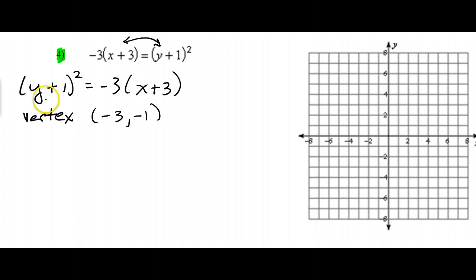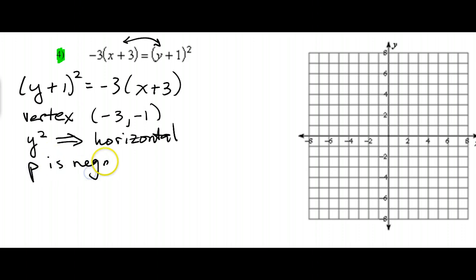And we see that it's a y squared. So this is not like you used to do in algebra. So algebra used to be x squared, and x squared always opened up or down. So this is y squared, so it's going to be horizontal. And we can see that this negative 3, which represents 4p, is negative, so that means that p is also negative. So since it's horizontal with a p of negative, this means it opens left.